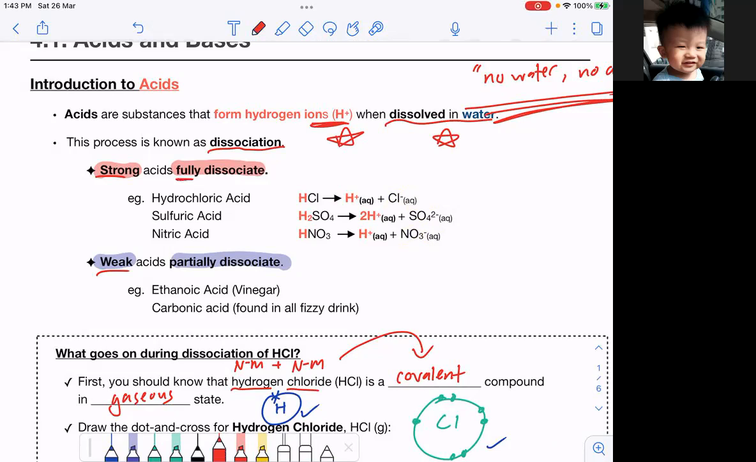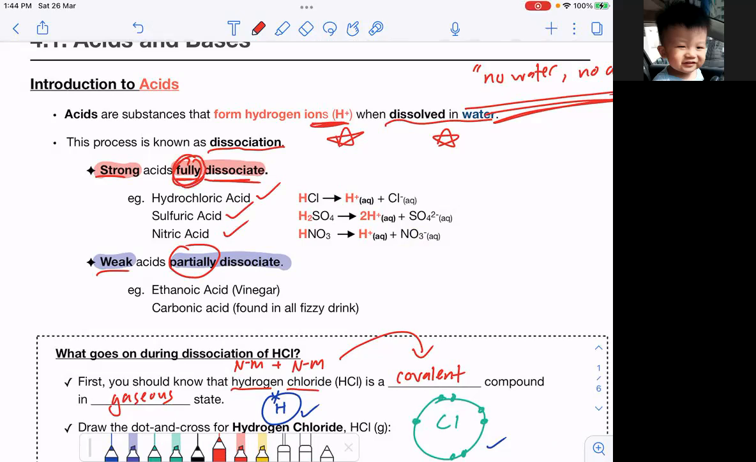What is full dissociation? You can contrast the two words, full and partial. Full means absolutely, totally dissociate. Partially means, you guys know English, some of them get dissociated. So what makes a strong acid? These three acids you must memorize: hydrochloric, sulfuric, and nitric. They are all considered fully dissociated.